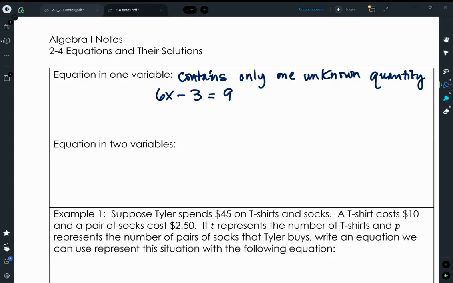So an equation in two variables, if you think about one variable containing only one unknown quantity, an equation with two variables contains two unknown quantities. And this is far more common.